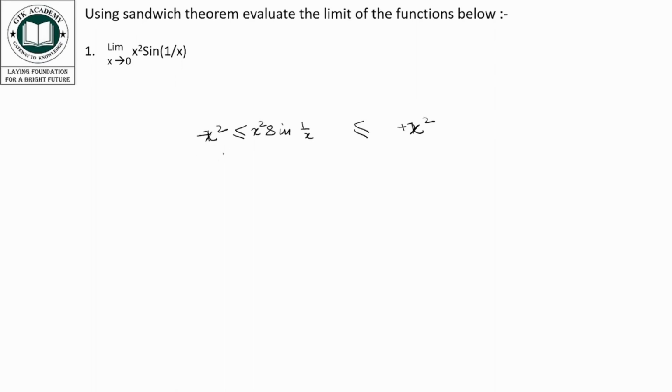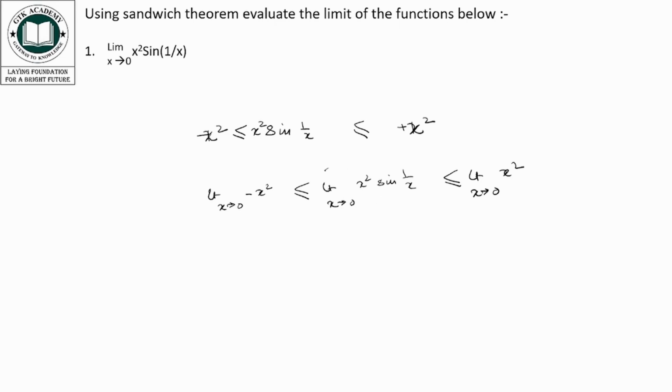Now you may ask a question: we have multiplied by x square, is it okay? See, we are multiplying by x square. Whatever the sign of x may be, x square will always be positive. Now put the limits on all three sides. Limit x tending to 0 of minus x square, limit x tending to 0 of x square sine 1 upon x, limit x tending to 0 of x square.